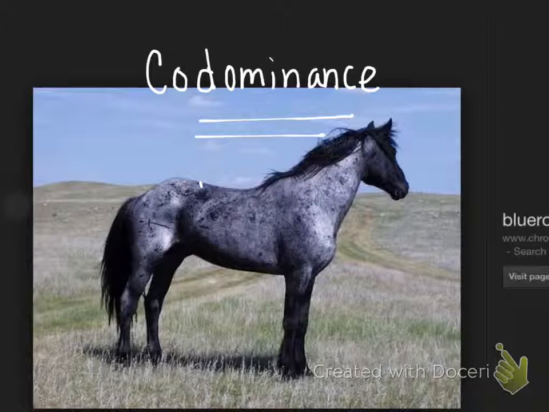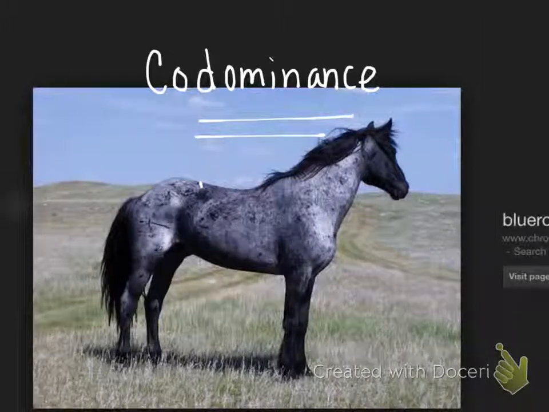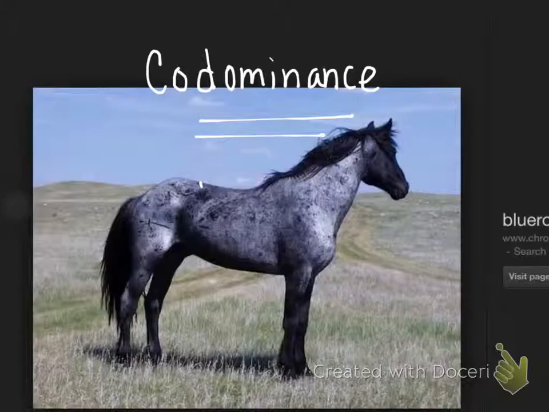Very often there's a color of gray that looks kind of blue or kind of smoky. There are also red roans. Has anybody seen a roan horse before? R-O-A-N. Okay. What's so special about roan horses? Why are we talking about them when we talk about codominance? They are two different colors. So when we have something like a roan horse, that is a roan horse, yeah.